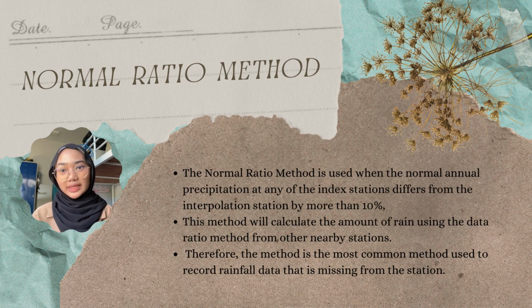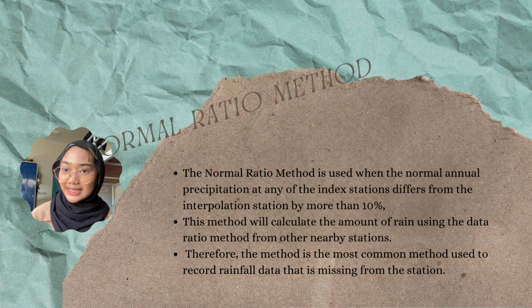The normal ratio method is used when the normal annual precipitation at any of the index stations differs from the interpolation station by more than 10%. This method will calculate the amount of rain using the data ratio method from other nearby stations. Therefore, the method is the most common method used to record rainfall data that is missing from the station.